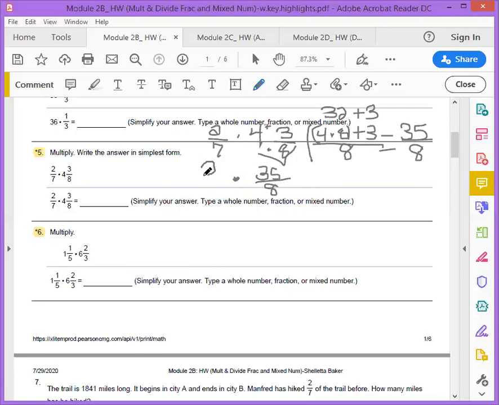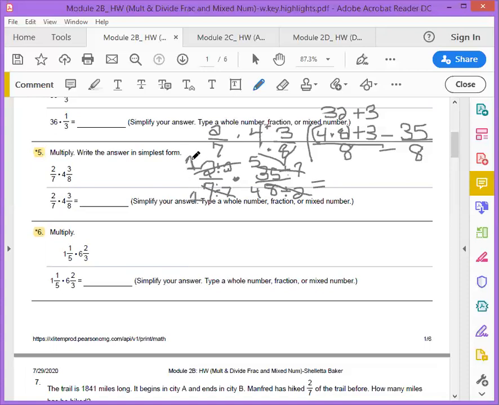Now the first fraction, 2 over 7, remains the same. So we'll bring down the 2 over 7, and let's check and see if we can cross cancel here. We can. Look, 7 can be divided into 7, and 7 can be divided into 35. So 35 divided by 7, that becomes 5. 7 divided by 7, that becomes 1 in the denominator. And 2 and 8, we can divide 2 and 8 by 2. 8 divided by 2 becomes 4. 2 divided by 2 becomes 1.